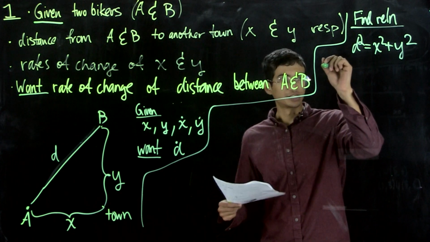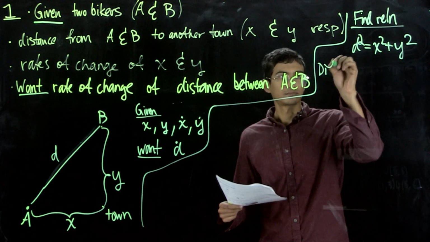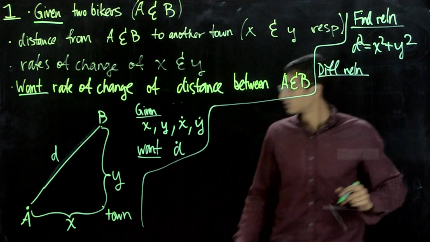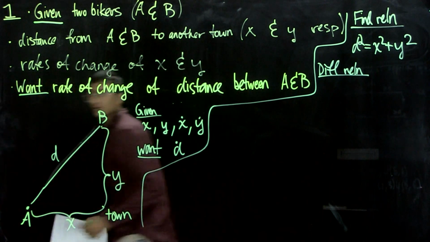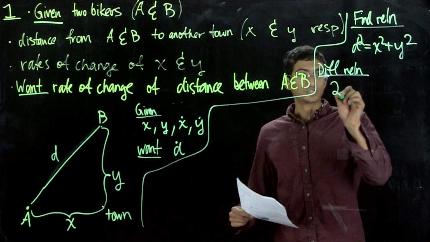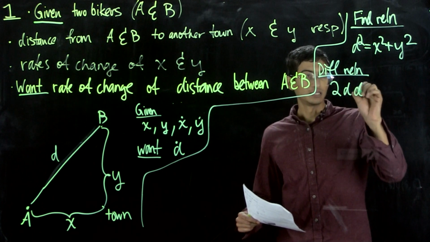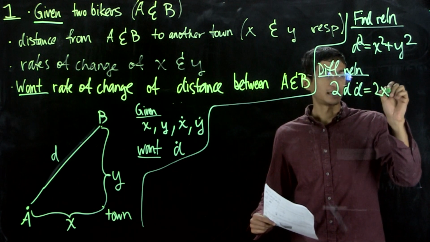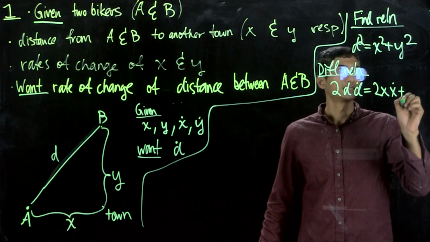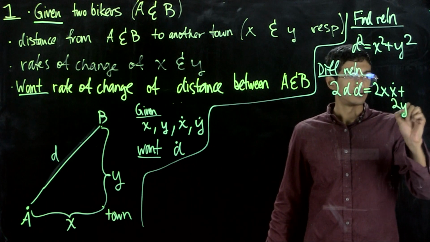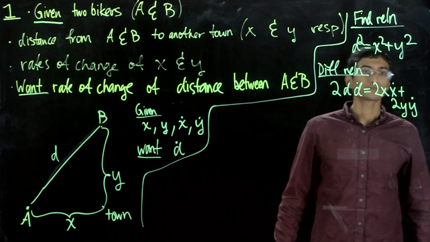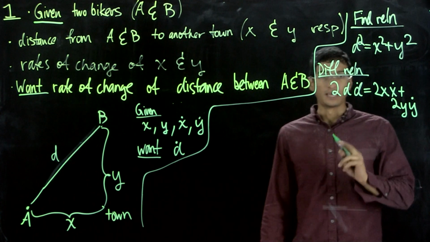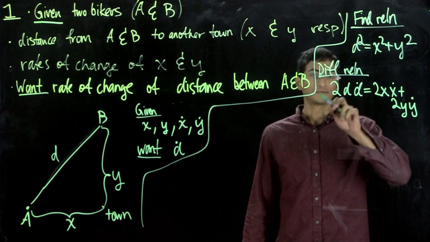Next step is to differentiate the relation. So using chain rule, I get that 2D times the derivative of D with respect to time equals 2x times x dot plus 2y times the derivative of y. And 2 is there everywhere, so I'm just going to cancel it out.